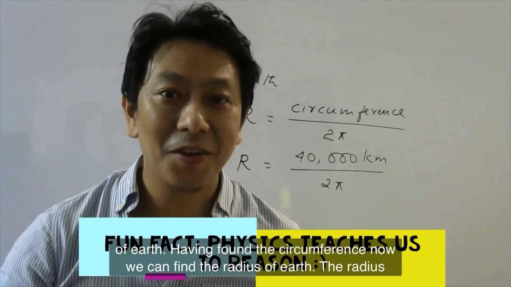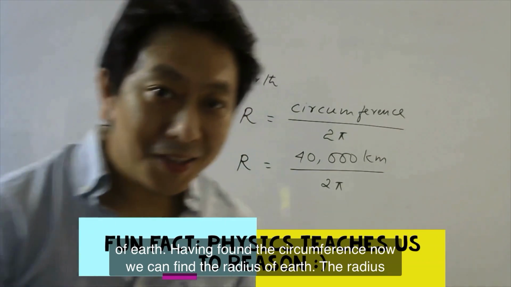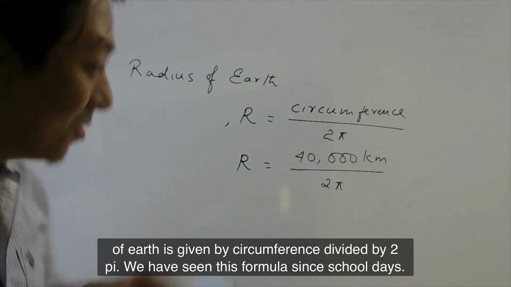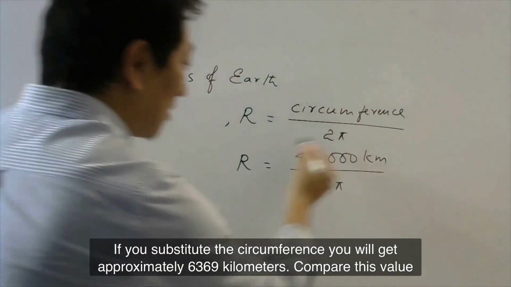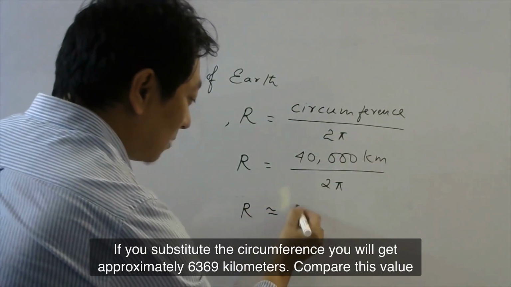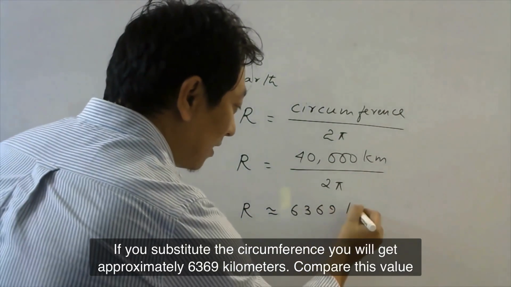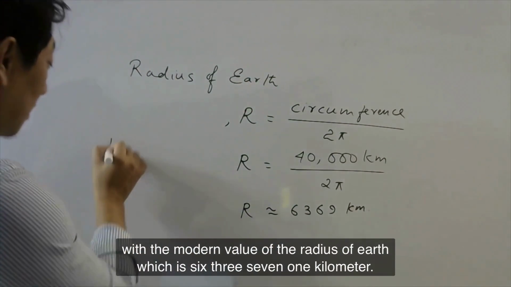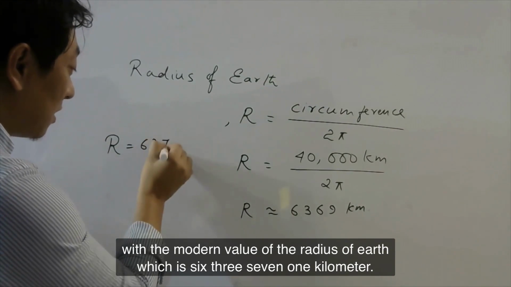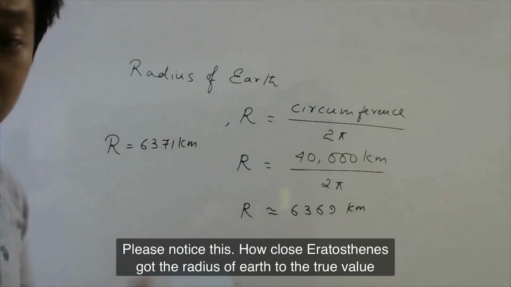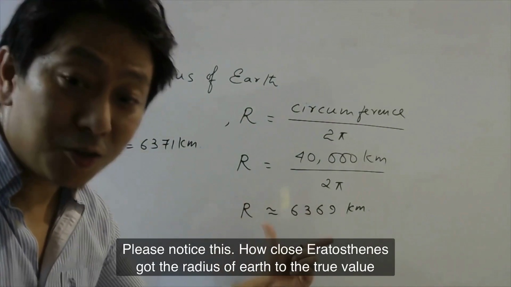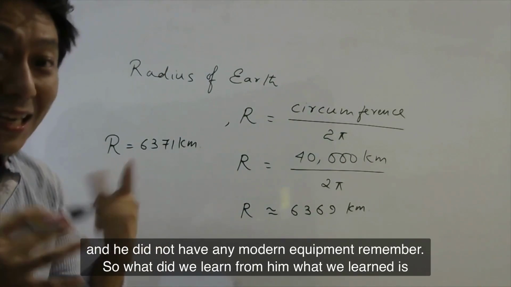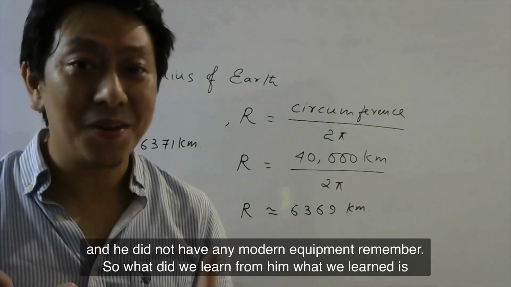Having found the circumference, now we can find the radius of Earth. The radius of Earth is given by circumference divided by 2 pi. We have seen this formula since school days. If you substitute the circumference, you will get approximately 6369 kilometers. Compare this value with the modern value of the radius of Earth, which is 6371 kilometers. Please notice how close Eratosthenes got the radius of Earth to the true value. And he did not have any modern equipment, remember.